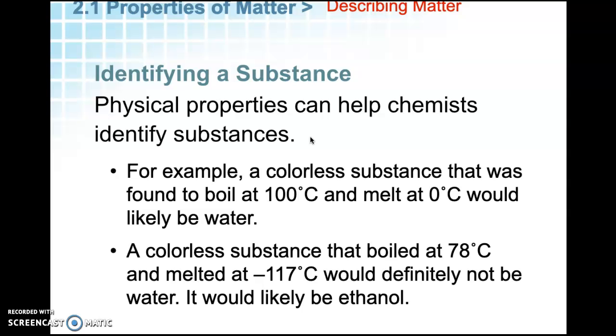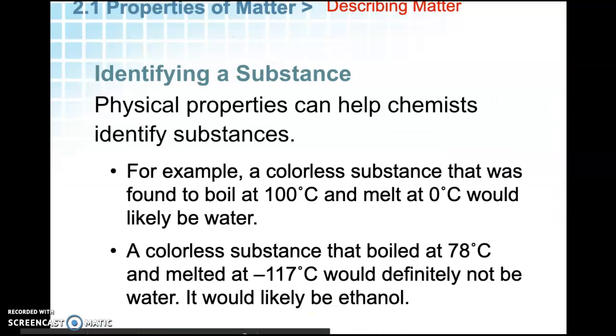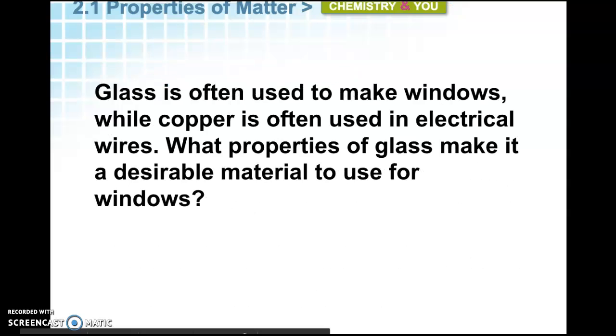So let's say we have a colorless substance that boils at 100 degrees Celsius and melts at 0 degrees Celsius. That would probably be water. But if it boils at 78 degrees Celsius and melts at -117 degrees Celsius, it would definitely not be water. It would likely be ethanol. So what we would do is look back and find melting points and boiling points, and we'd see water and ethanol match those. So that's how we can discover unknown substances, by using physical properties to determine them.